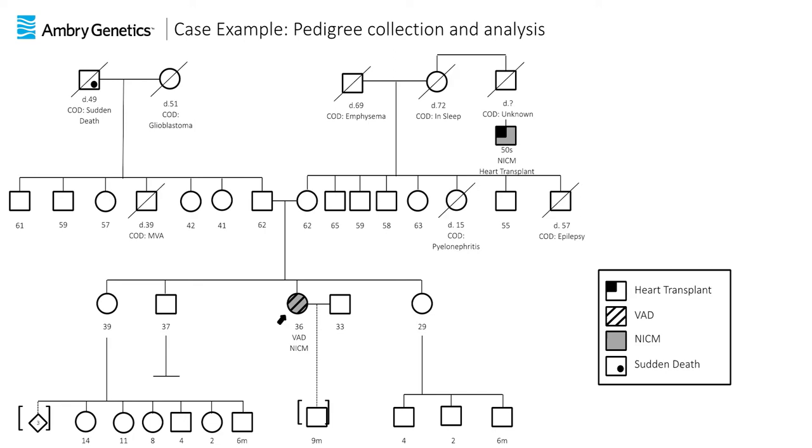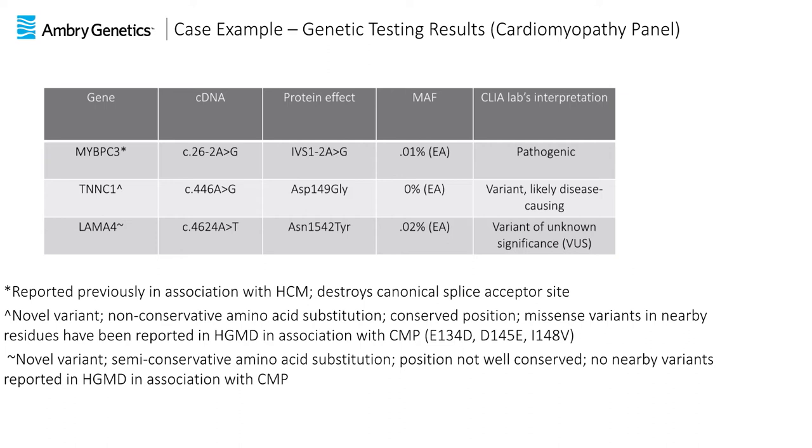This patient underwent genetic testing with a comprehensive cardiomyopathy genetic testing panel, and her results are summarized here in this table. You can see that she was found to have different genetic variants in three different genes: the myosin binding protein gene, the troponin C or TNNC1 gene, and LAMA4. These are three different genes known to be associated with different types of cardiomyopathy.